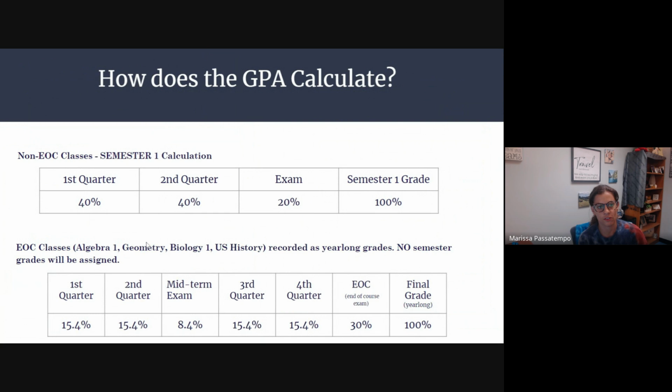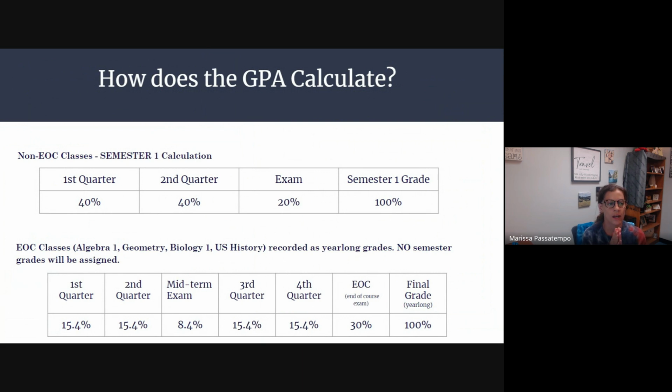So how does a GPA calculate? Semester 1 for non-EOC classes will be first quarter, second quarter, exam grade, and then their semester grade. That will all be calculated for all of the classes if they're non-EOC at the end of the year. At the end of the semester, the GPA will recalculate again. So GPAs are only calculated at the end of each semester, just to be simple.